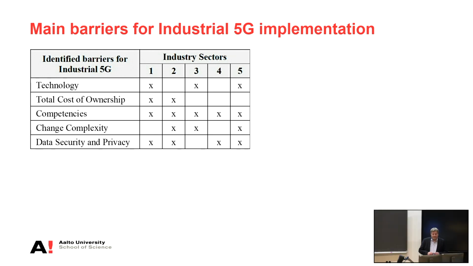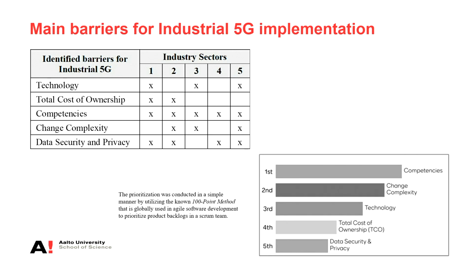Of course, there are many barriers, and we listed the barriers with 5 companies from 5 industry sectors. The conclusion presented here is the top 5 barriers: technology, total cost of ownership, competencies, change complexity, and data security and privacy. The industry sectors are marked as 1, 2, 3. On purpose, we are not saying which industry, because we didn't want to share the data. When we prioritized these together, everybody had one vote for these different barriers, and that was the end result.